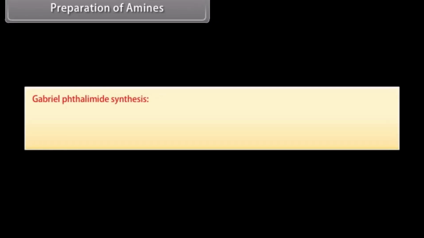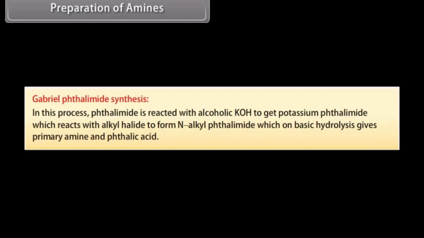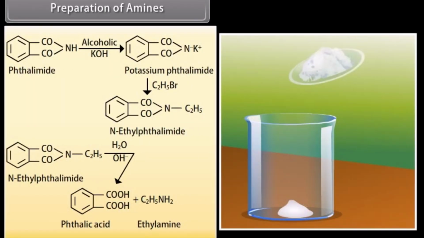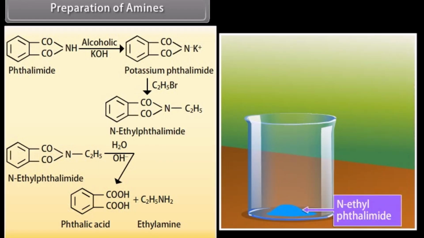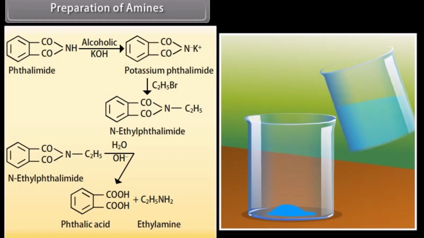Preparation of amines. Gabriel phthalimide synthesis. In this process, phthalimide is reacted with alcoholic KOH to get potassium phthalimide, which reacts with alkyl halide to form N-alkyl phthalimide, which on basic hydrolysis gives primary amine and phthalic acid. Phthalimide reacts with alcoholic KOH to get potassium phthalimide, which reacts with bromoethane to form N-ethyl phthalimide, which on basic hydrolysis gives ethylamine and phthalic acid.